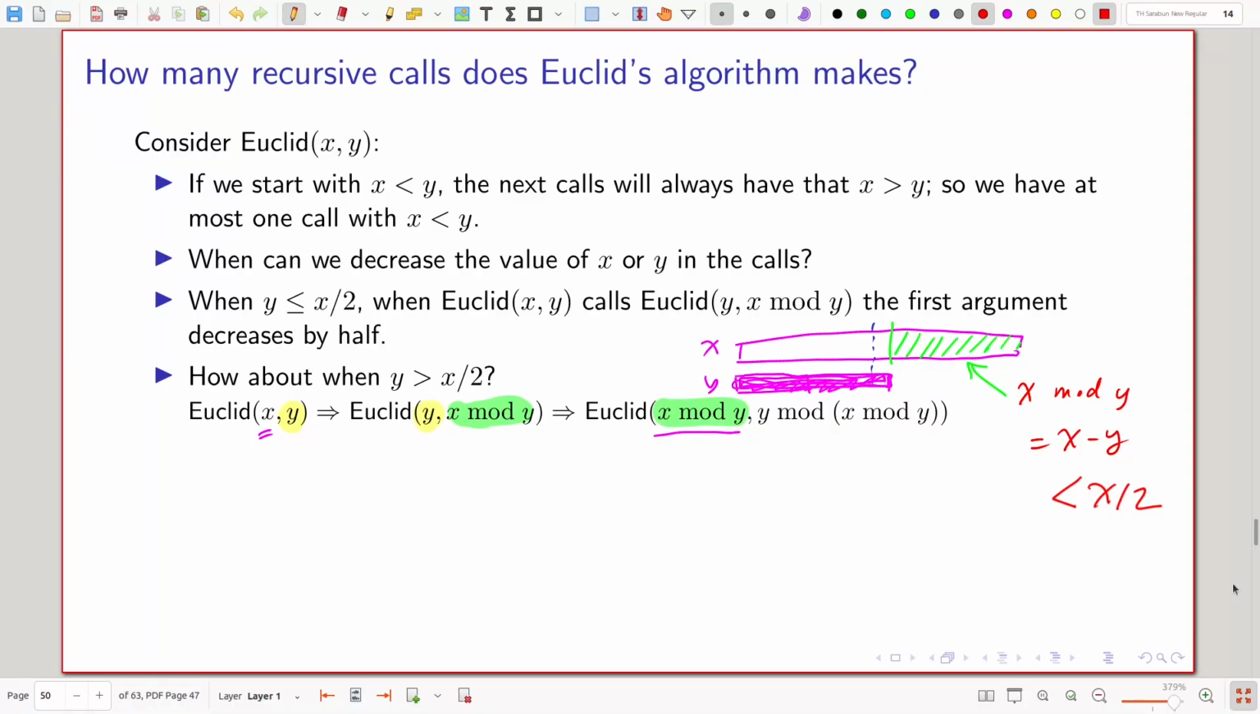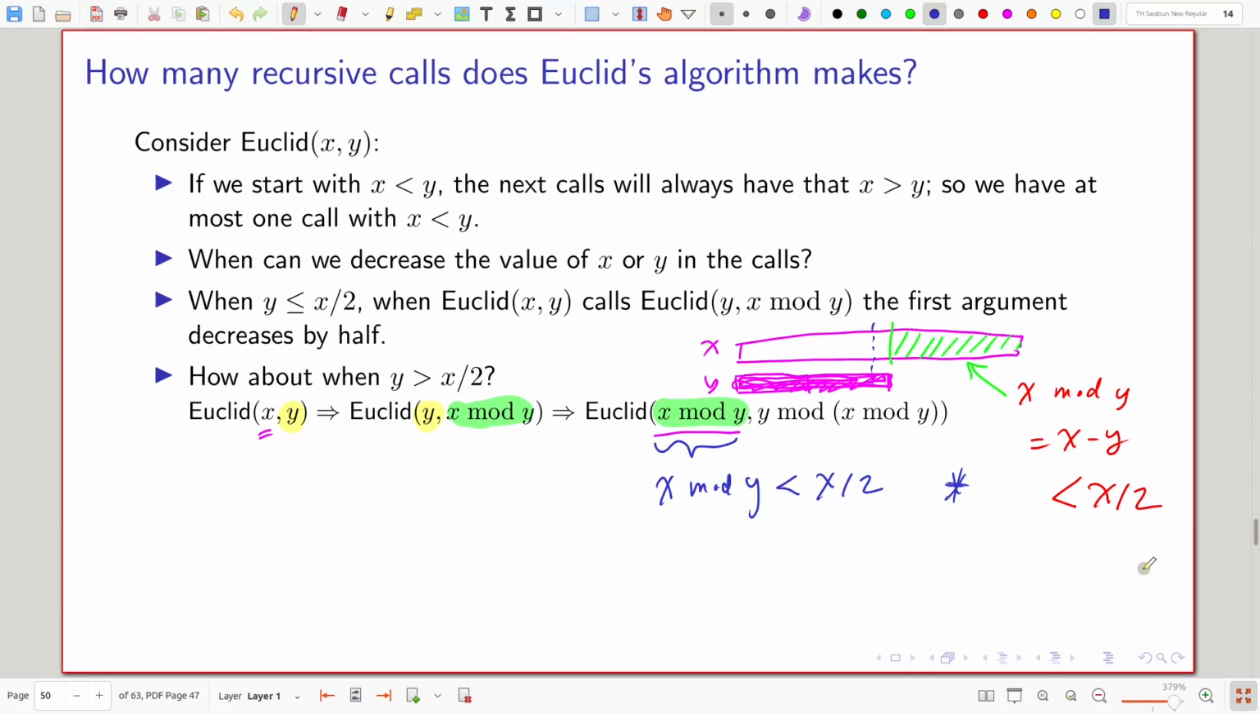Why is that? You can see the pictures. If y is larger than x over 2, x mod y will be x minus y, so what is left is going to be less than x over 2. So in that case, x mod y is less than x over 2. And this is what we want.